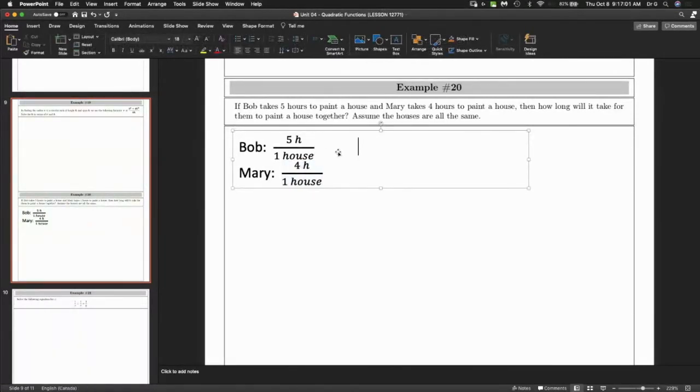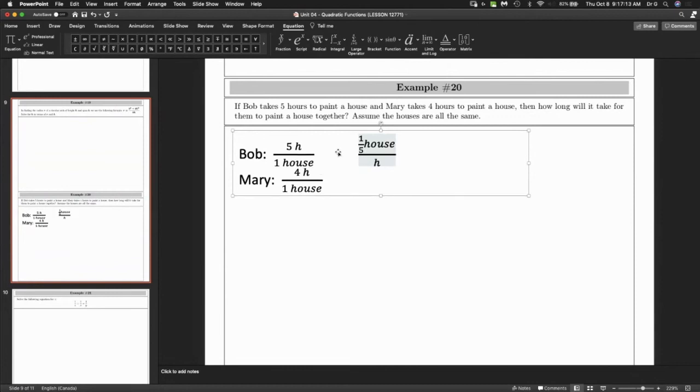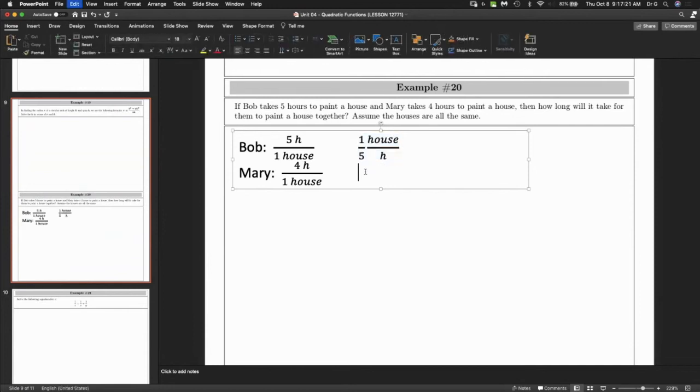So why don't we do that? Why don't we take Bob and say that Bob does the following: he does 1/5 of a house per hour. Of course, it's not cooperating with me. And Mary takes 1/4 of a house per hour. Does that make more sense to you now?